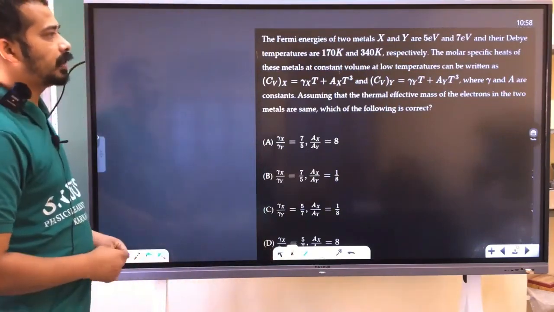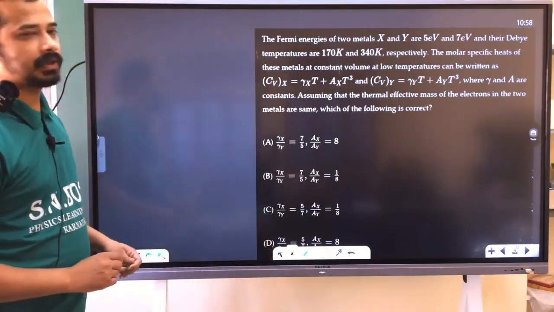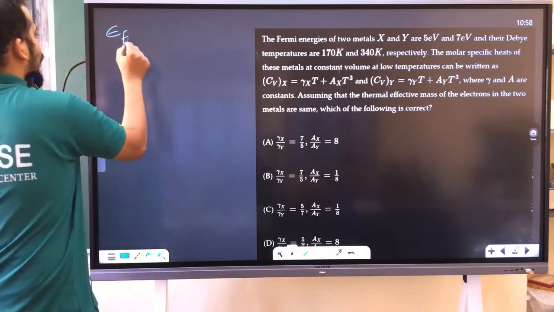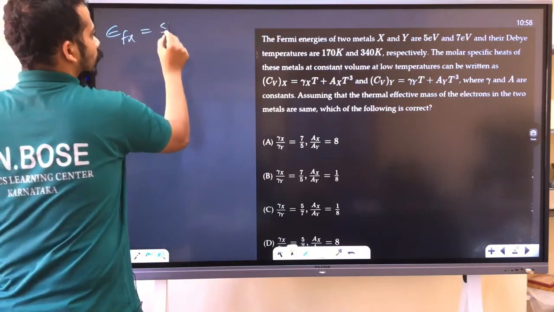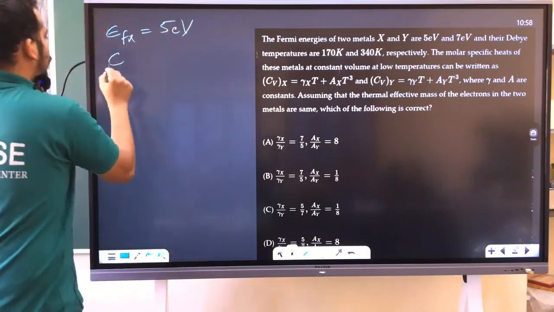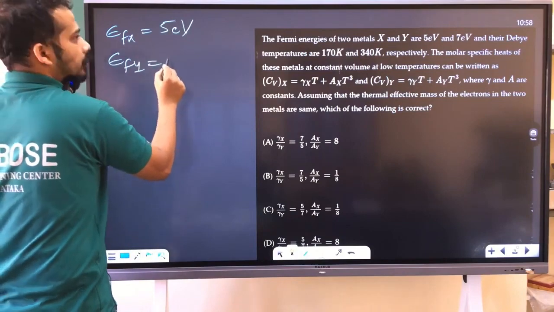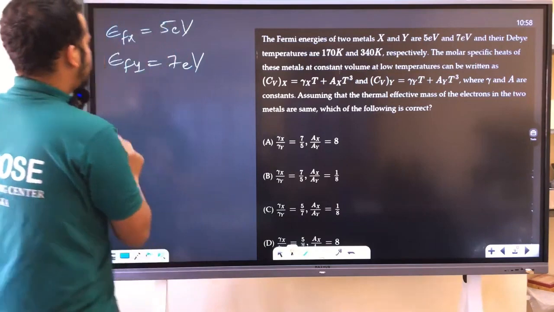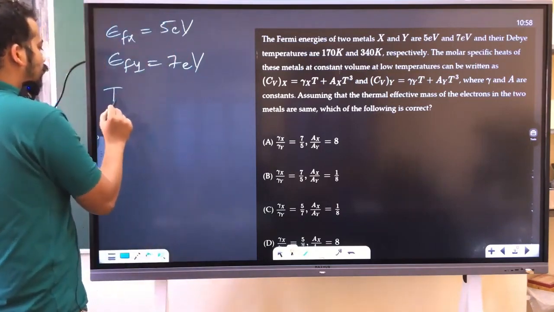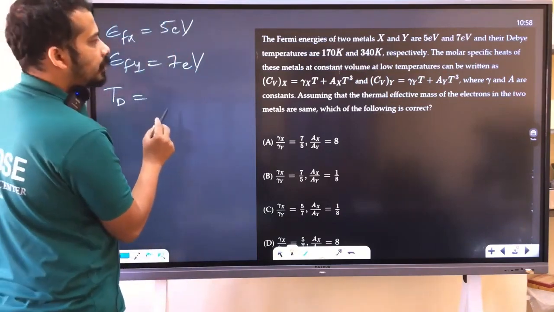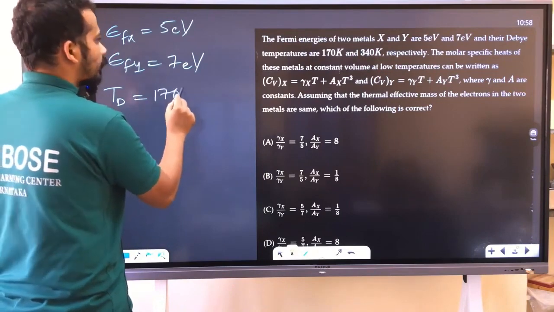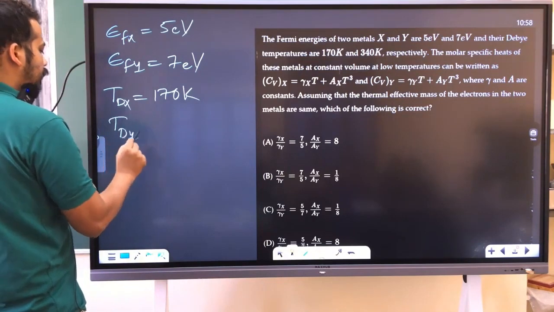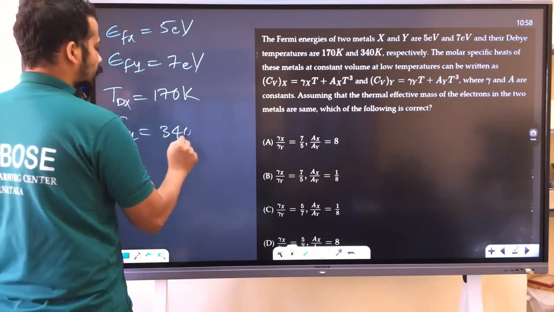Fermi energy of two metals X and Y are 5 electron volt and 7 electron volt. I'll write EFX equals 5 electron volt, EFY equals 7 electron volt. And the Debye temperatures are TDX equals 170 K, TDY equals 340 K.